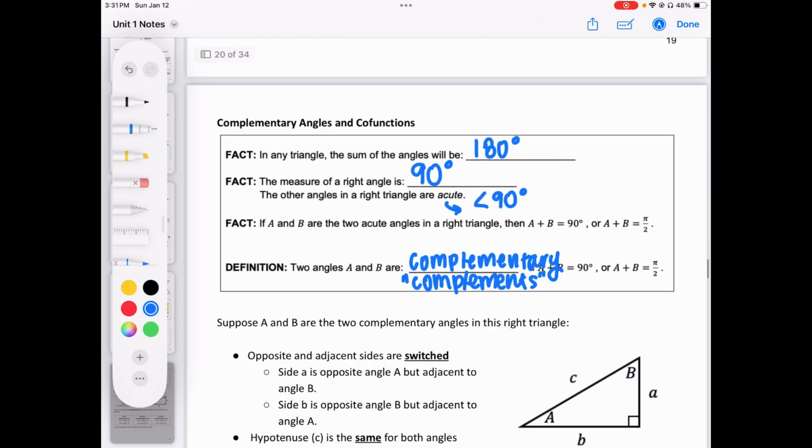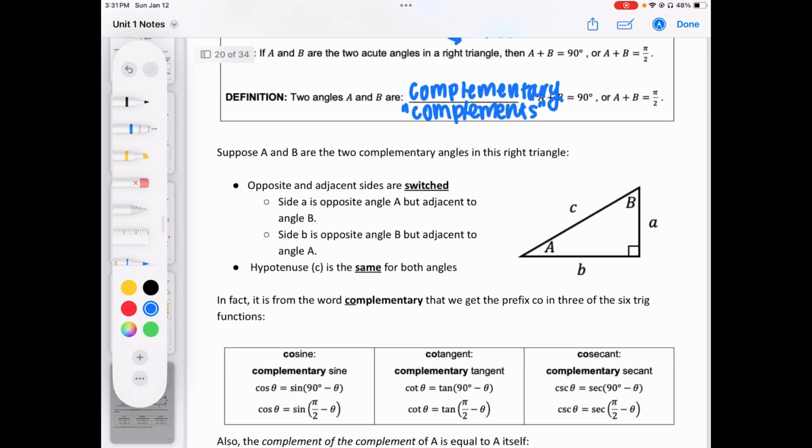Either one works. Now, suppose that A and B are two complementary angles in this right triangle. So that means they're going to add up to 90, which you see in that little box in the corner. Opposite and adjacent sides are switched. Side A is opposite to angle A but adjacent to angle B. So notice that this is what they're talking about. Everything is like in the opposite corner of other stuff.